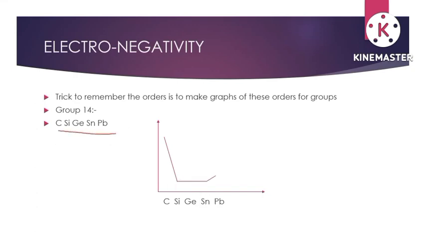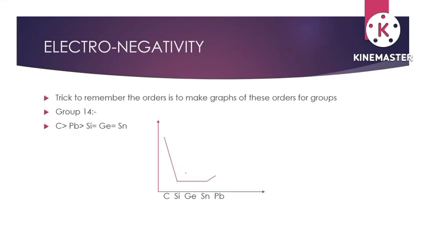In the carbon family, we will see a graph like this. After carbon, it steeply decreases, and then it is equal up to Sn, that's tin, and then slightly increases in lead. So the order will be like this: carbon greater than lead, greater than Si, and equal to Ge and equal to Sn. In the nitrogen family, it steeply decreases downward up to Sb, that is antimony, and antimony and bismuth have the same electronegativity. Okay, like this.